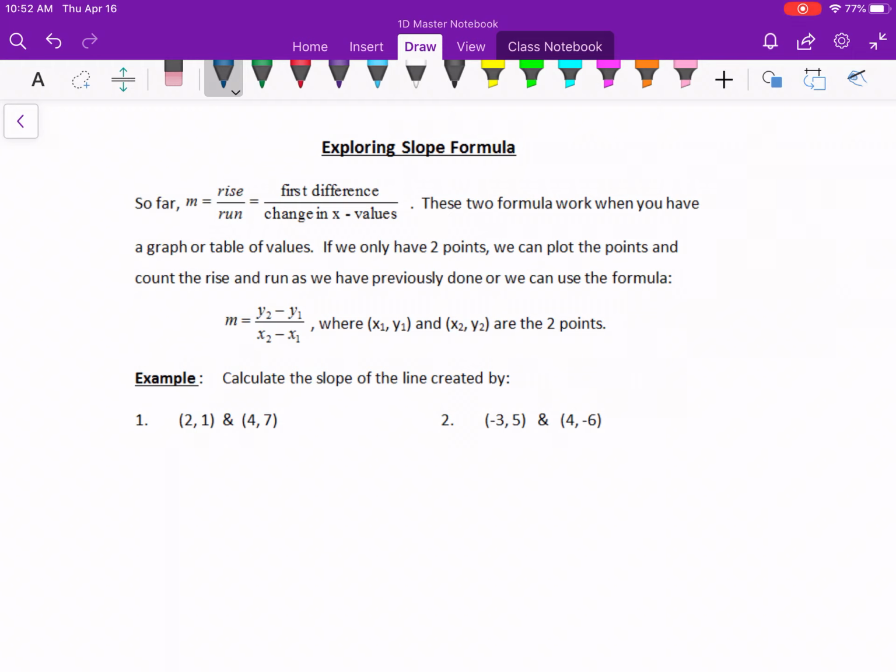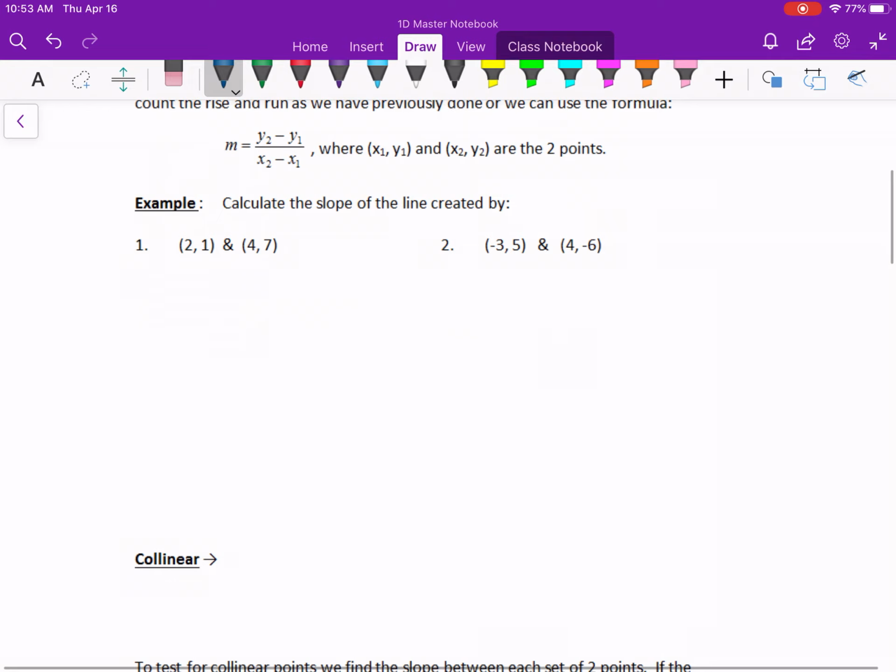We're going to continue talking about slope in this lesson. So far we've talked about slope when we look at a table. We've looked at slope when we look at a graph. We can also find the slope simply between 2 points. So I'm going to do things slightly out of order just so you can visualize this for a second.